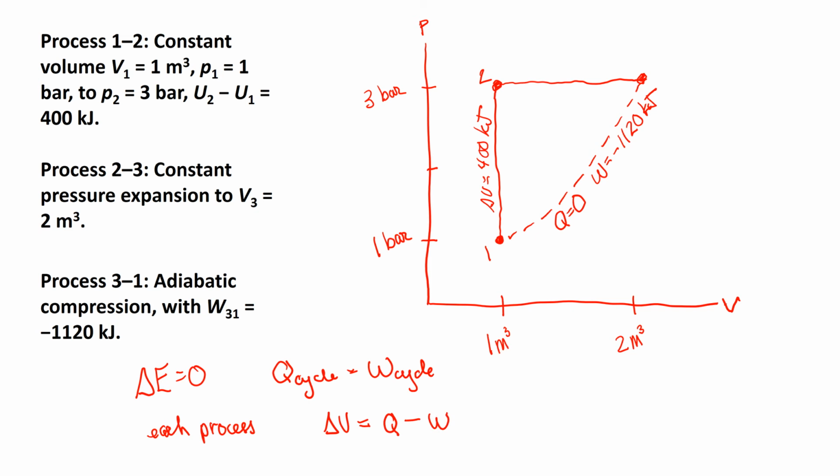So let's go ahead and put this in table form. We have these 3 different processes: 1 to 2, 2 to 3, and 3 back to 1. And for each of these processes, we can look at the change in internal energy, the heat transferred to or from the system, and the work done on or by the system. We'll go ahead and fill this with the information we know.